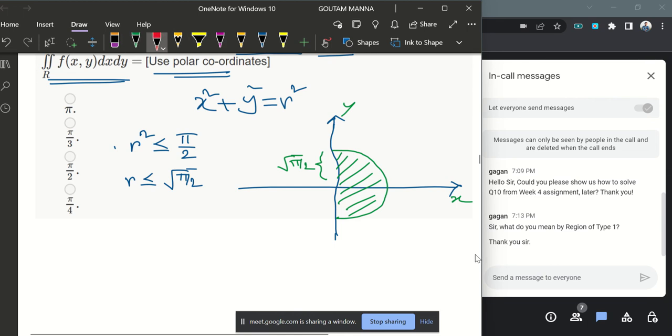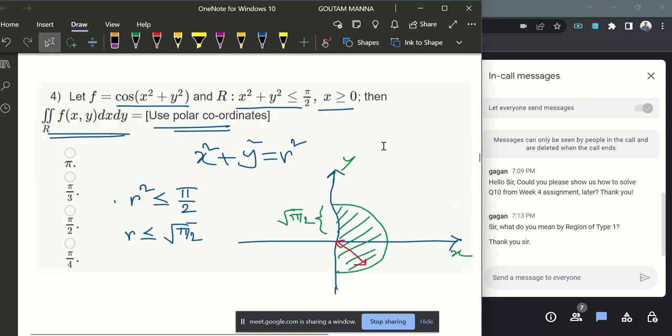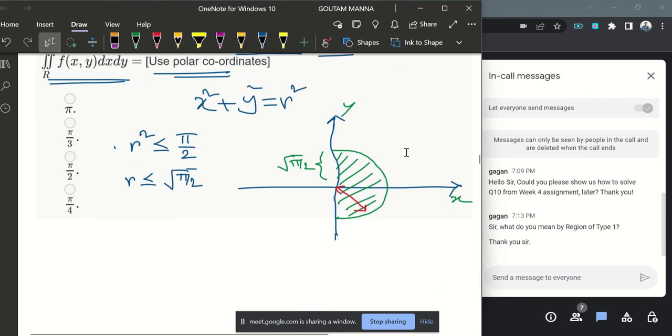So in this region, r will be varying from 0 to root under pi by 2, and if you convert it to plane polar coordinates, along with this r, there will be a theta coordinate. So let's say this is the theta angle, and theta will be varying from minus pi by 2 to pi by 2.